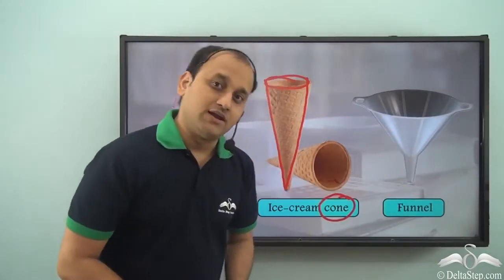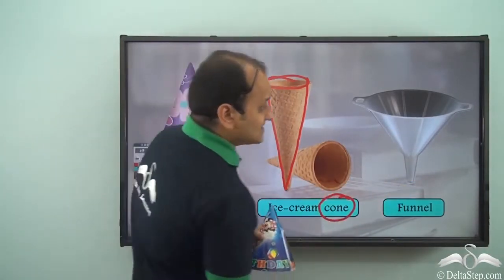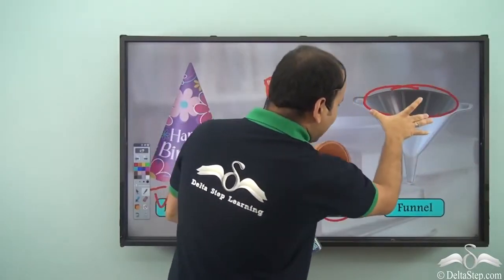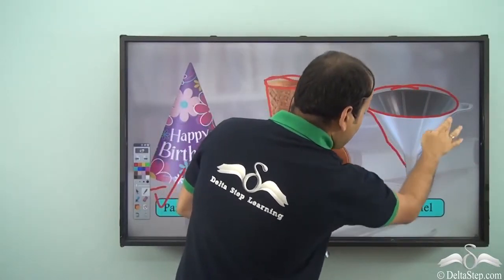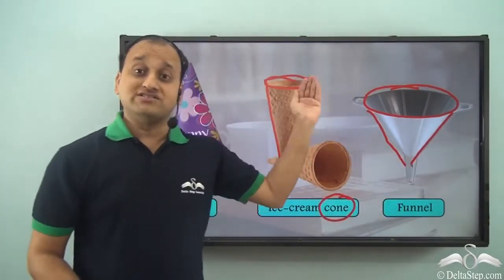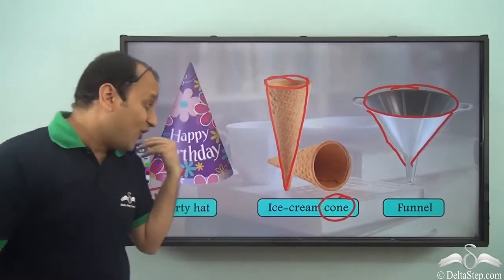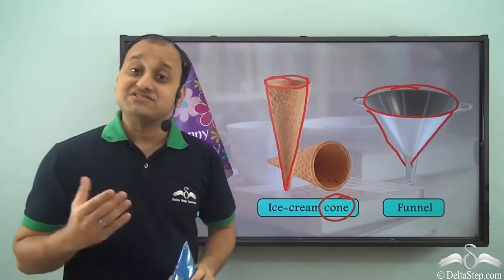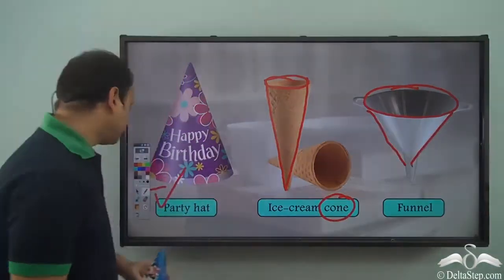Now what about this funnel? Even this funnel has a conical shape. As you can see, this is circular here and then it tapers off, isn't it? And that's why this also resembles a cone. So all these are common daily life objects that resemble a cone.